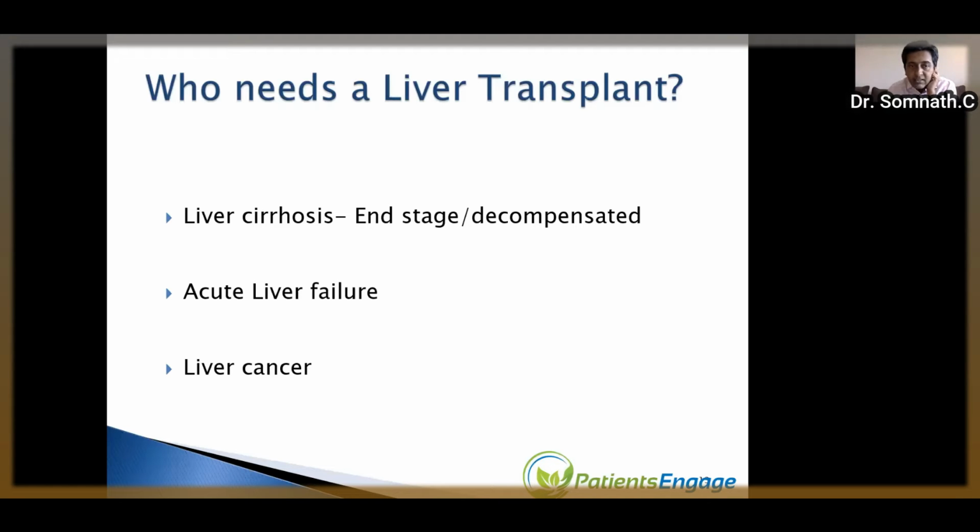The next cause of who needs a liver transplant is someone who has acute liver failure. These are patients who do not have liver cirrhosis, but due to some reason, either a viral hepatitis or medicines like anti-TB drugs or Ayurvedic medicines, they can have something known as acute liver failure, where the liver fails within a very short period of time, and these patients can be cured with a liver transplant. And the third is patients with liver cancer. If they can come on time, we can cure the liver cancer by doing a liver transplant. Next slide, please.